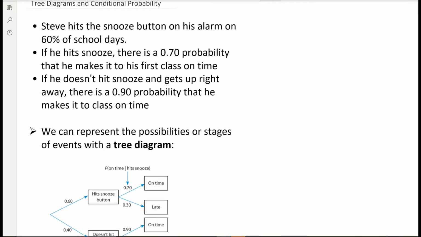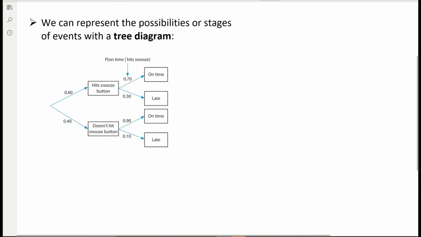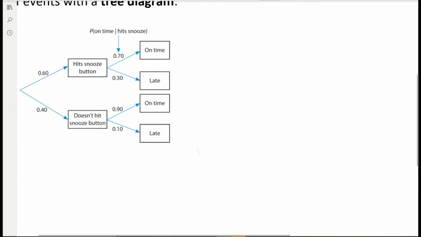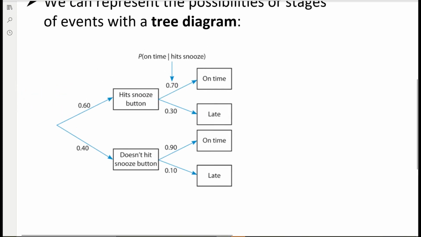So notice that we have a couple of things happening. We have the chance that he hits the snooze button or does not hit the snooze button, and then we have another sequence of events after that. So if he hits the snooze button, then there's a chance that he makes it to class on time, and there's a chance that he's late. So we can represent this with what we call a tree diagram. The tree diagram is supposed to represent the cascade of events here. The first event is hitting or not hitting the snooze button. So there's a 60% chance that he hits it and a 40% chance that he does not. And that's what those probabilities represent.